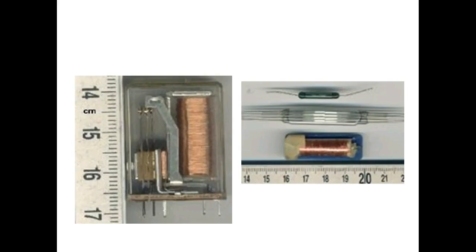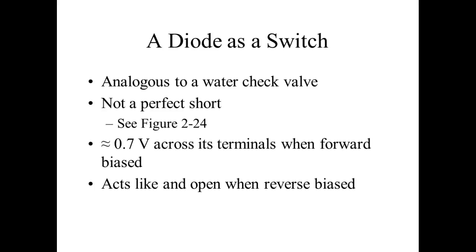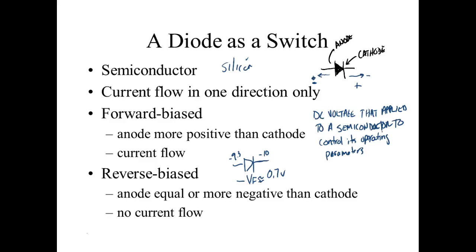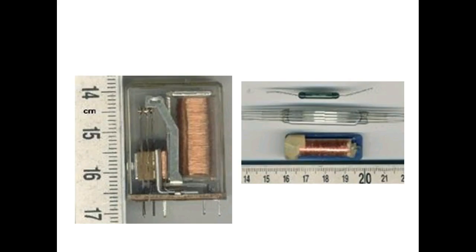Okay, so relays. Okay, diode's the perfect switch. Okay, so here we go. So I'm gonna draw these out. Well, look at the symbol. Here's the symbol right here. There's the symbol right there. This is the cathode.